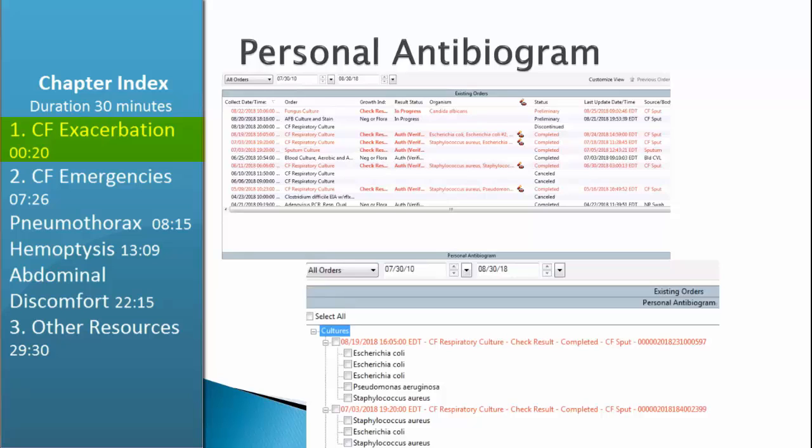Someone on the floor can show you how to do this if you don't know where to find it, but when you go into the microbiology tab, you'll see all the cultures. You should try to scroll back and set your date range so that you're looking back at least 5 to 10 years, if not from before, so that you can see all of the organisms that the patient has grown.